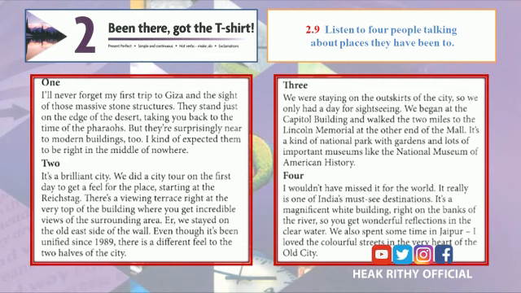4. Oh, I wouldn't have missed it for the world. It really is one of India's must-see destinations. It's a magnificent white building right on the banks of the river, so you get wonderful reflections in the clear water. We also spent some time in Jaipur. I love the colourful streets in the very heart of the old city.